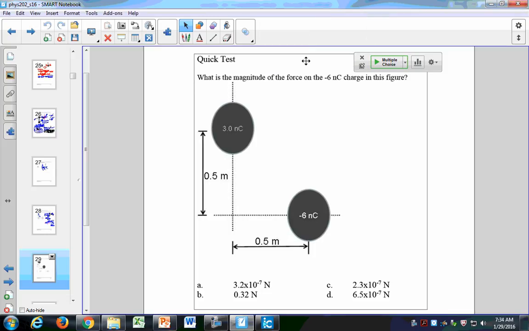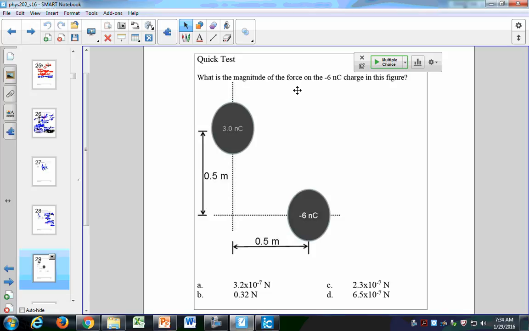I did post yesterday, I sent a message yesterday or the day before, a solution of that quick test. We got most of the way through it, but I posted that. I'm not going to do it in class because we sort of beat vectors into the ground. We're going to do some more vectors as well, but you will see that on the test, so make sure that you're up on that.